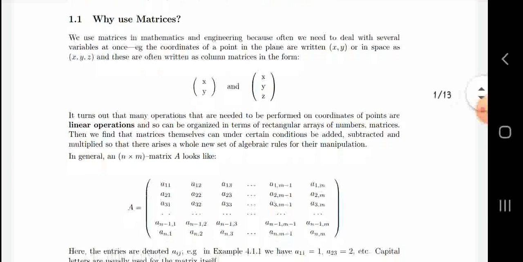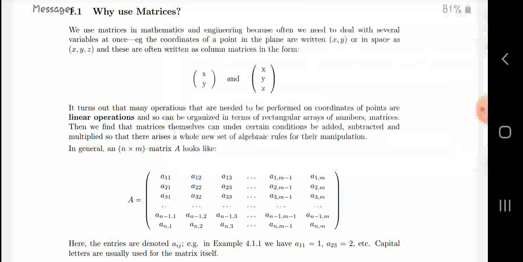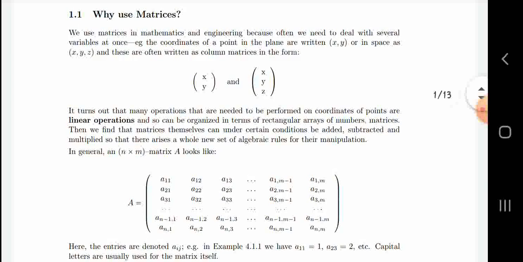Next, why are we using matrices? Some may ask why we are using them, we don't need it, no. So let us see. We use matrices in mathematics and engineering because we often deal with several variables. Variables you have learnt in your lower classes, but this is a little bit different. The coordinates of points, say a point in the plane as x, y, or in space as x, y, z, three coordinates, they have given.